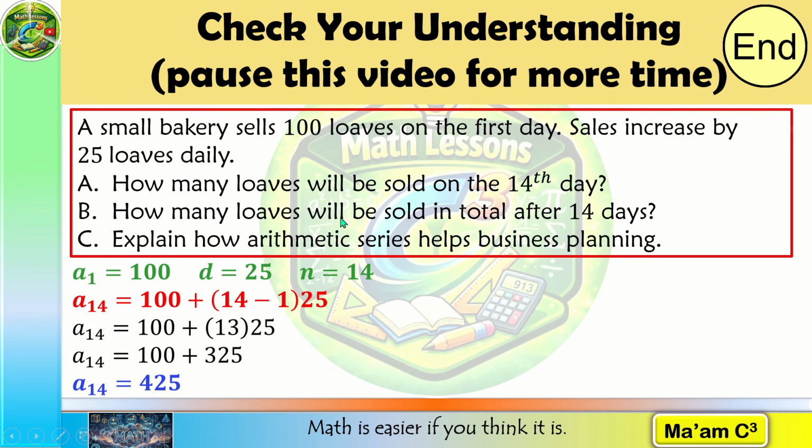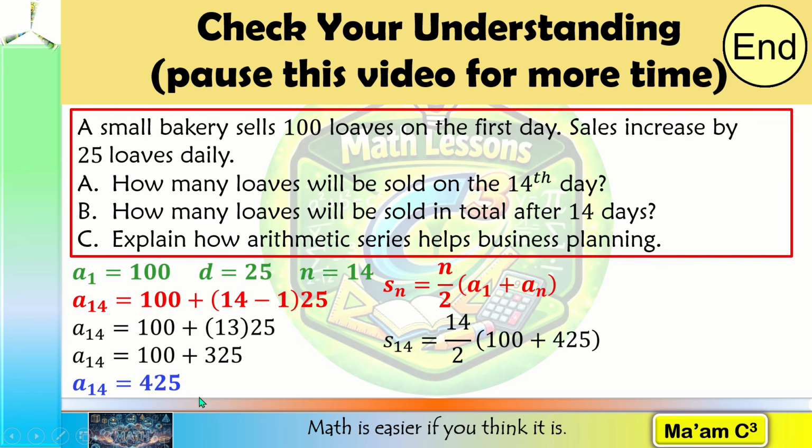Letter B, how many loaves will be sold in total after 14 days? So we are looking for the sum here. Since we have the first term and the last term, we're going to use the first formula for arithmetic series. Our S sub n would be S sub 14. Our n is 14. Our a sub 1 is 100. Our a sub n is 425. 14 divided by 2 is 7. 100 plus 425 is 525. Times 7 is 3,675. So a total of 3,675 loaves of bread will be sold after 14 days.